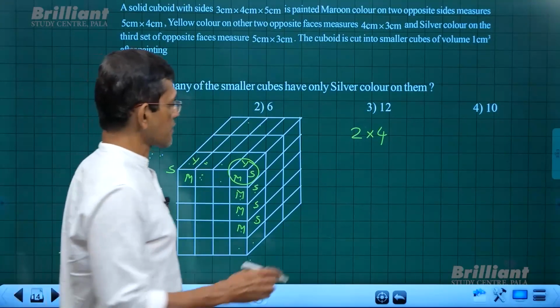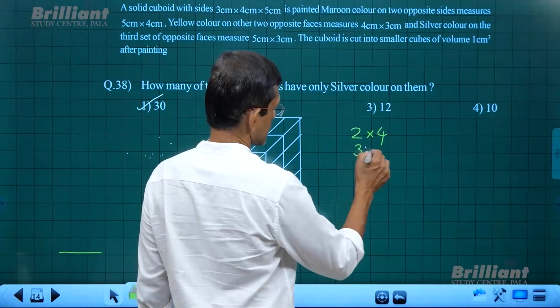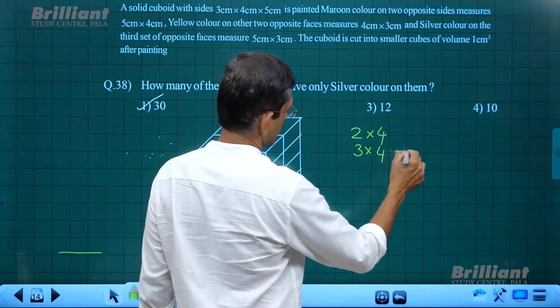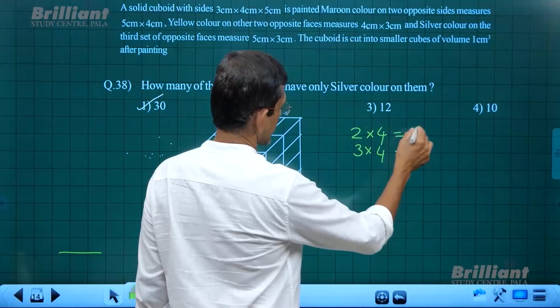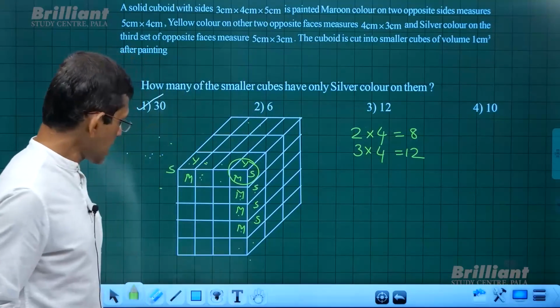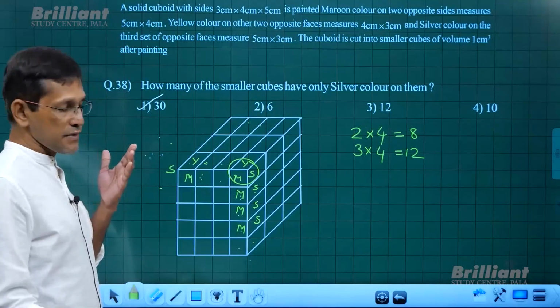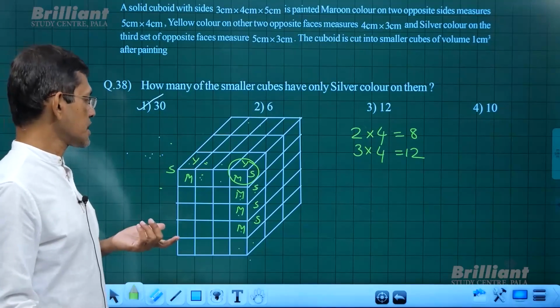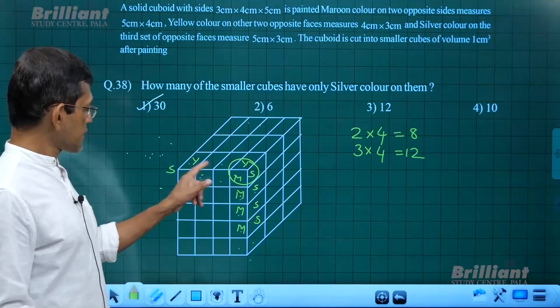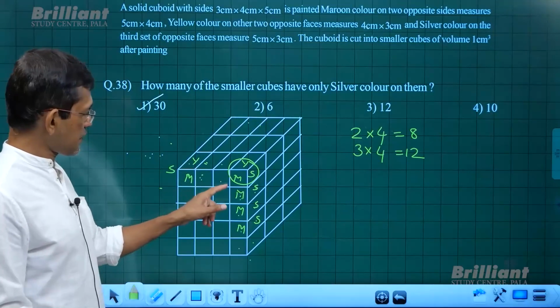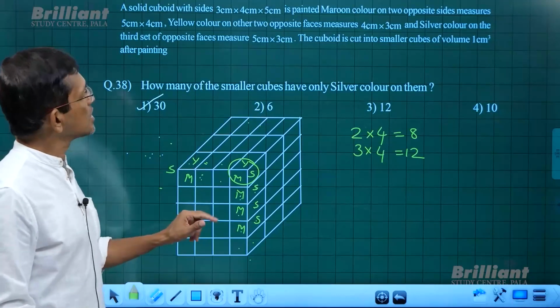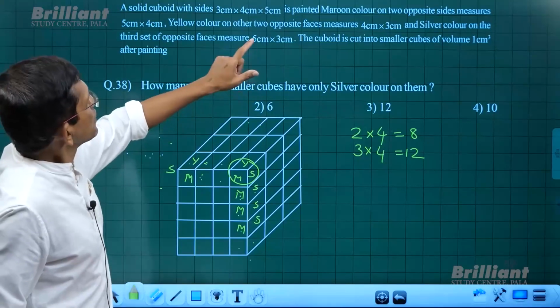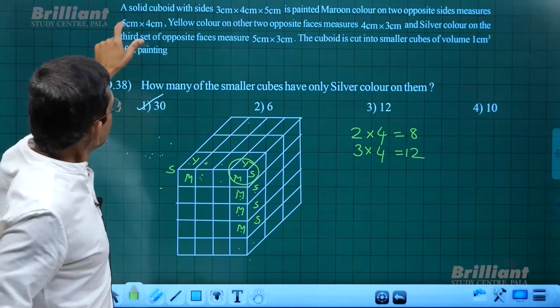3 into 4 such edges, that's 12. So 2 into 4, we have 8. Now do we have any other edge? I just missed it out, 3 into 4. So 3 into 4, yeah, we have taken that edge. So 5 into 3 we have taken. So 3 into 4 and 5, now 5 and 4.